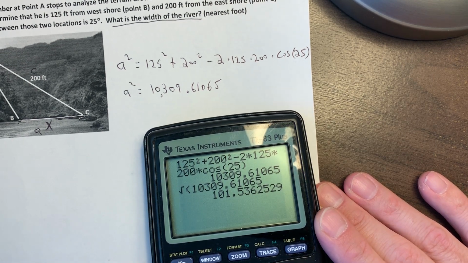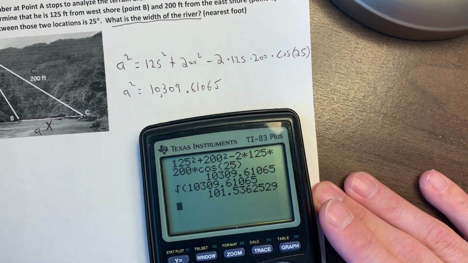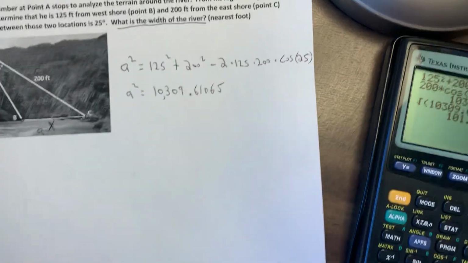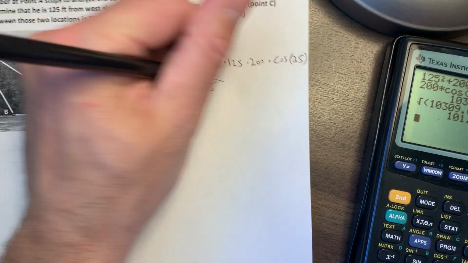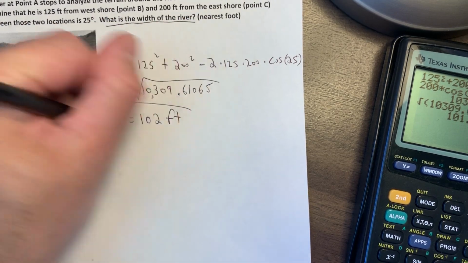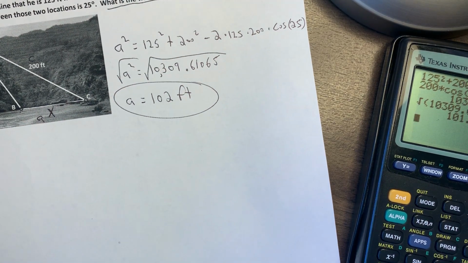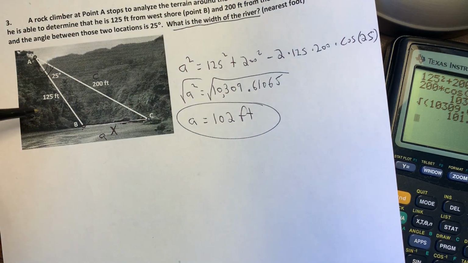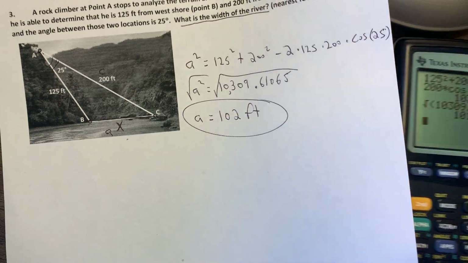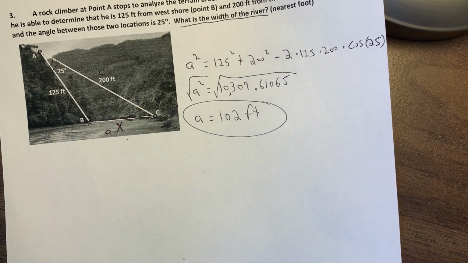It looks like it's 101. So you know what? It says to the nearest foot. Look, I don't always read, but I'm going to round it when I take the square root. Okay. This is going to end up being about 102 feet. That's how far apart the river is. And listen, that makes sense. Look at your diagram. 125 feet, 200 feet in the triangle. Yeah, that's 102 feet. That works out pretty close.